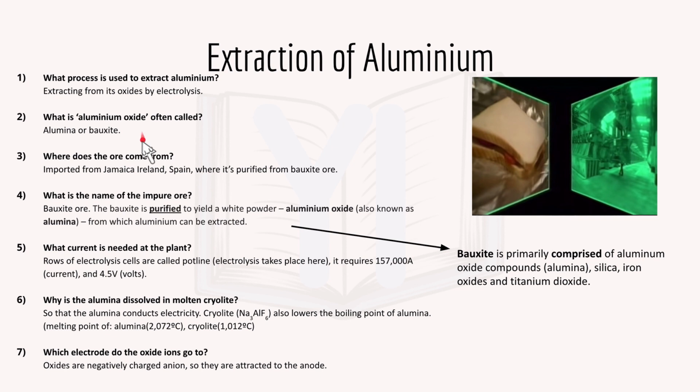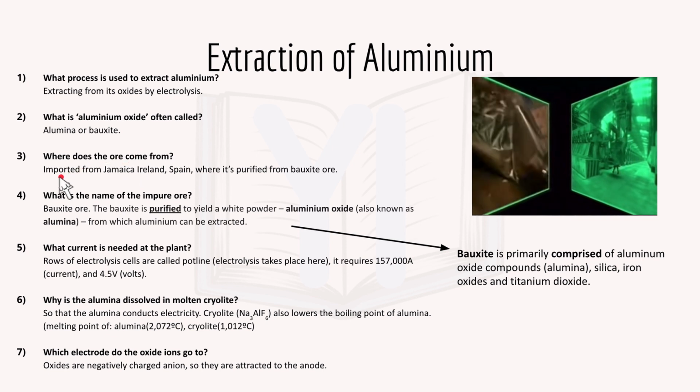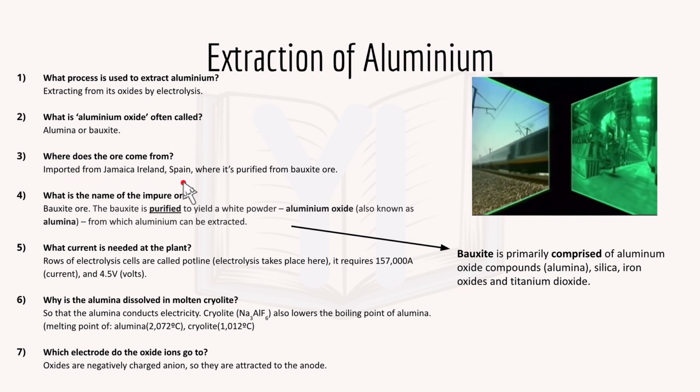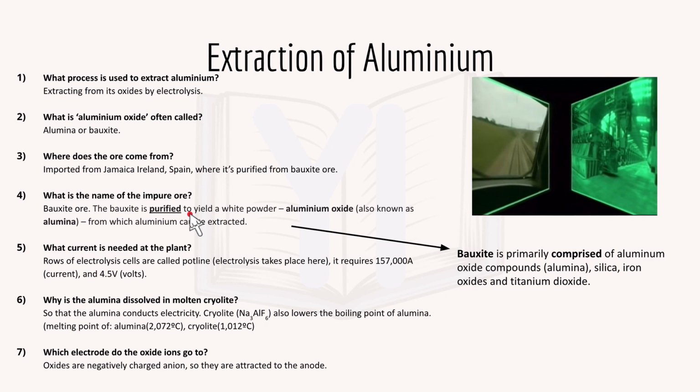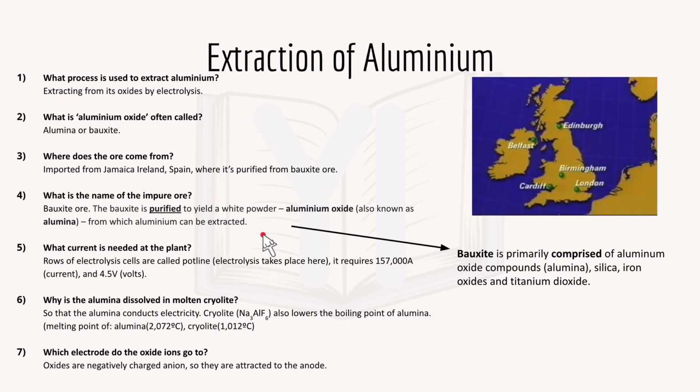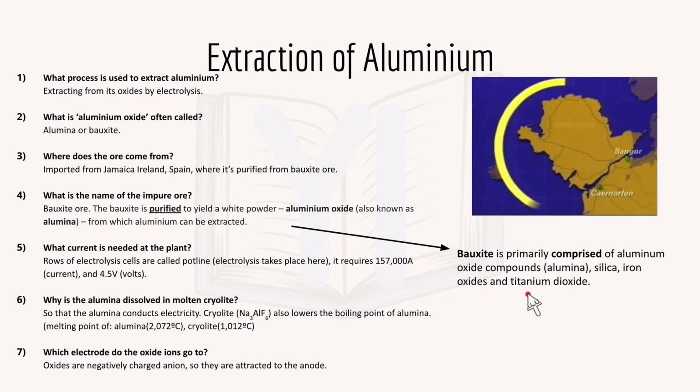And where does the ore come from? It's imported from Jamaica, Ireland, Spain, where it's purified from bauxite ore. And what is the name of the impure ore? It's called bauxite ore, and this bauxite is purified to yield a white powder of aluminium oxide, also known as alumina, from which aluminium can be extracted. And bauxite is primarily comprised of aluminium oxide compounds or alumina, silica or silicon, iron oxides, and titanium dioxide.